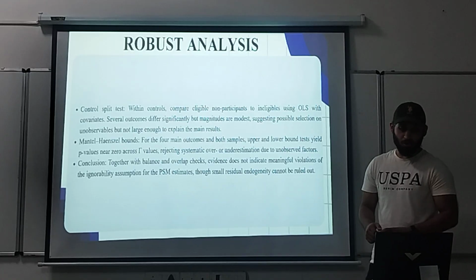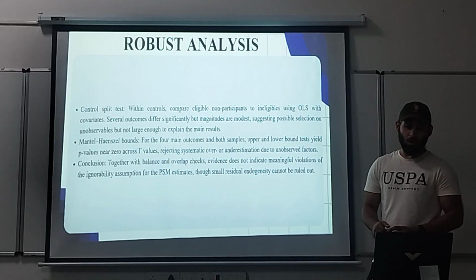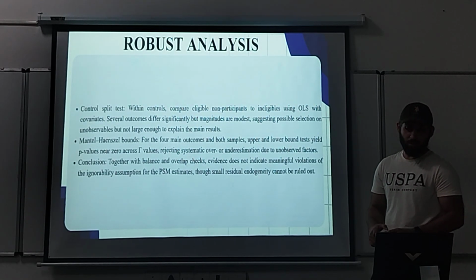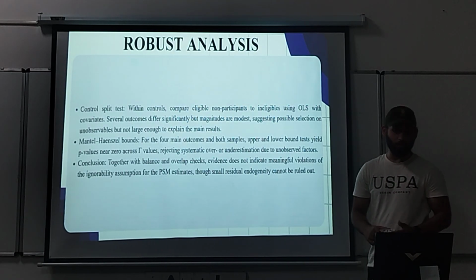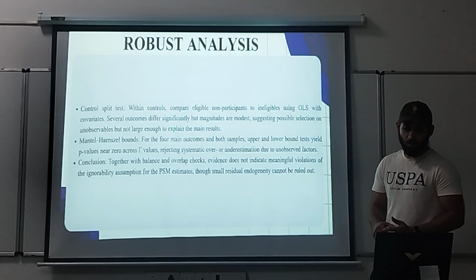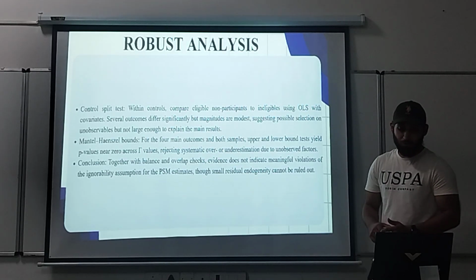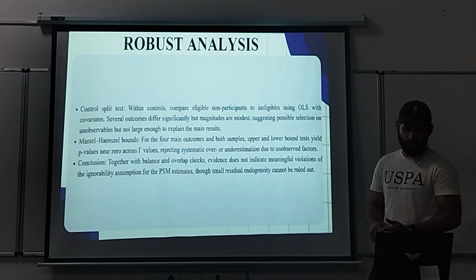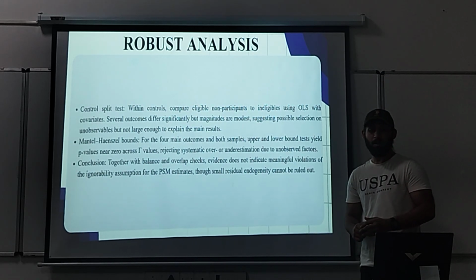For the 4 main outcomes across both samples, the upper and lower bound tests yield p-values near 0 across all gamma values. This result indicates that we reject the possibility of systematic over or underestimation due to unobserved factors. In conclusion, together with the balance and overlap checks, the evidence does not indicate meaningful violations of the ignorability assumption for the propensity score matching estimates. However, we acknowledge that small residual endogeneity cannot be completely ruled out.